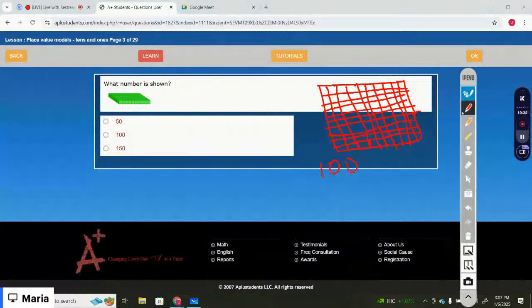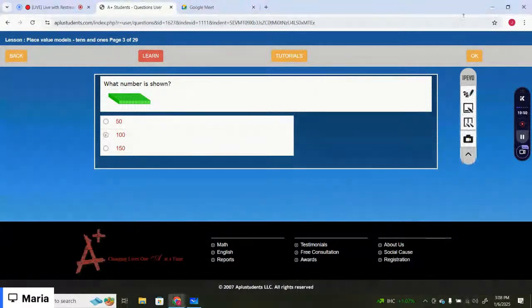The number shown is 100. The correct option is 100. Option number two is the correct option, right?